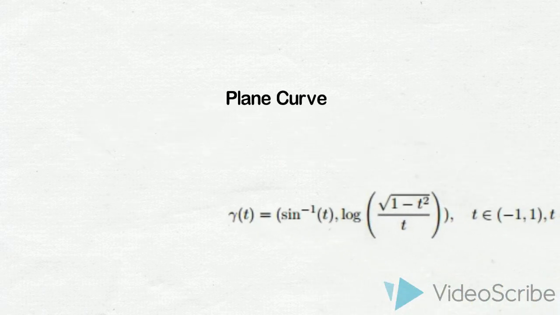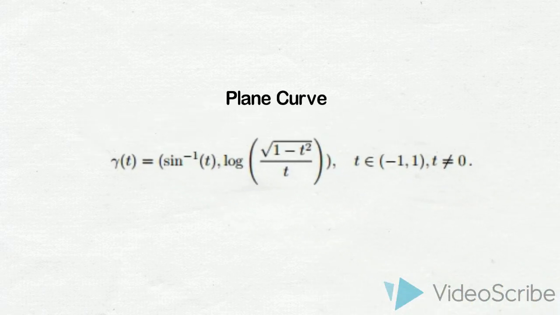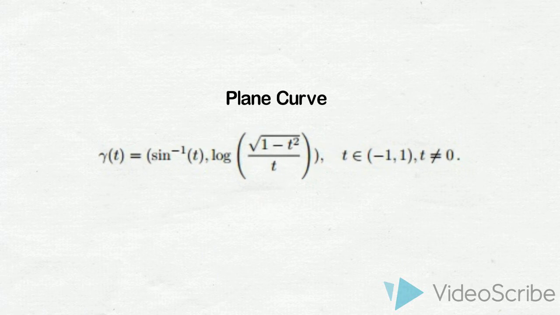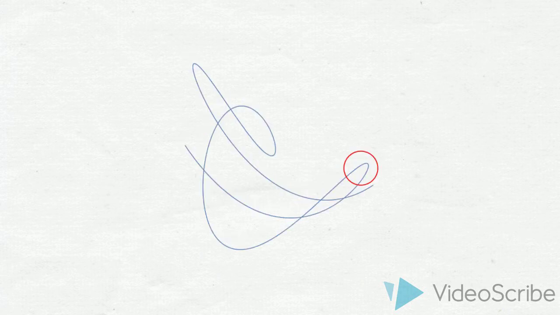This is the plane curve that we're going to study. But first, we will introduce some new notions which we can use to study this curve. What are the curvatures of these curves? Intuitively, we'd like to say that this curve has high curvature around here, but low curvature around here. But how can we measure this curvature precisely?